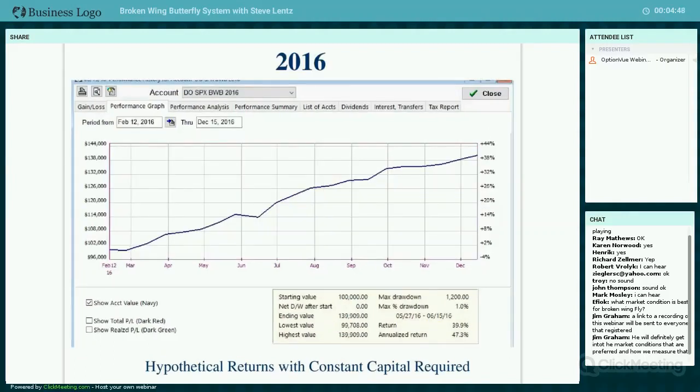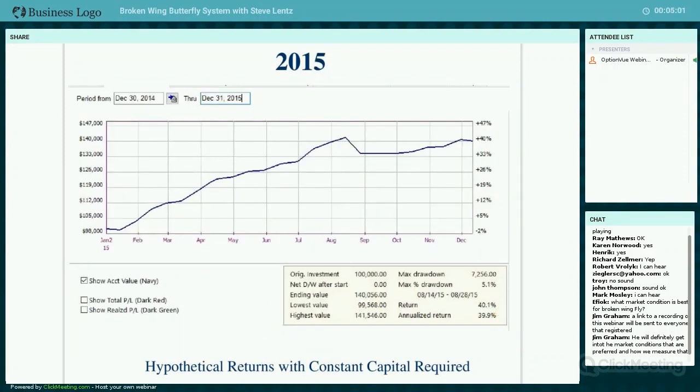When we look at 2016, it ended up having a return of almost 40, for an annualized return of 47.3, finishing up December 15th. Okay, let's go back to 2015. 2015 ended up having a return of 40.1% as well. Three very good years, and keeping the contract size consistent with just one certain level, at 100,000 in this case.